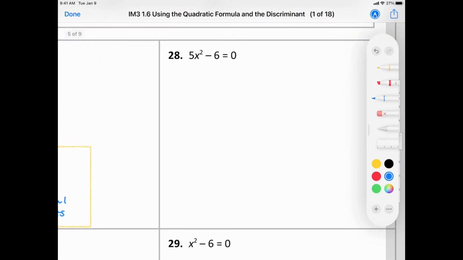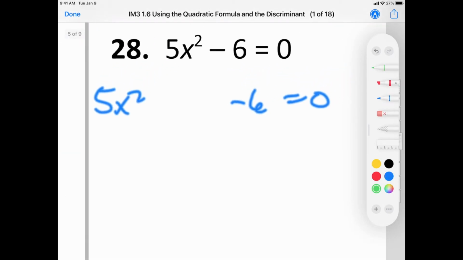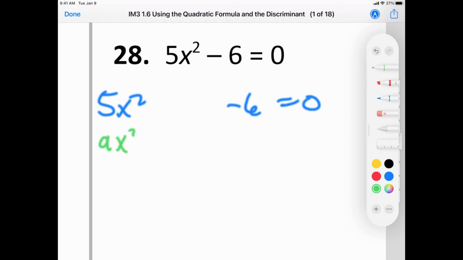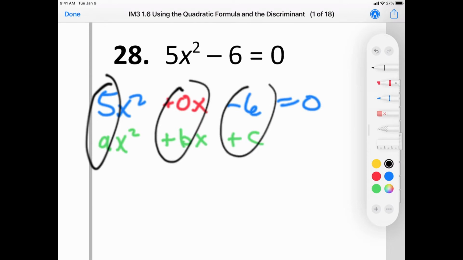Number 28 looks a little tricky, so let's go ahead and rewrite it. Okay, 5x squared minus 6 equals 0. Why did I put that space here? Look at this. Zoom in so you get this. Ax squared. Okay, there is no something with an x, so this would be the bx plus c. That means the bx is 0x. Do you see why I always write down the formula? So now I know that a is 5, b is 0, c is -6.